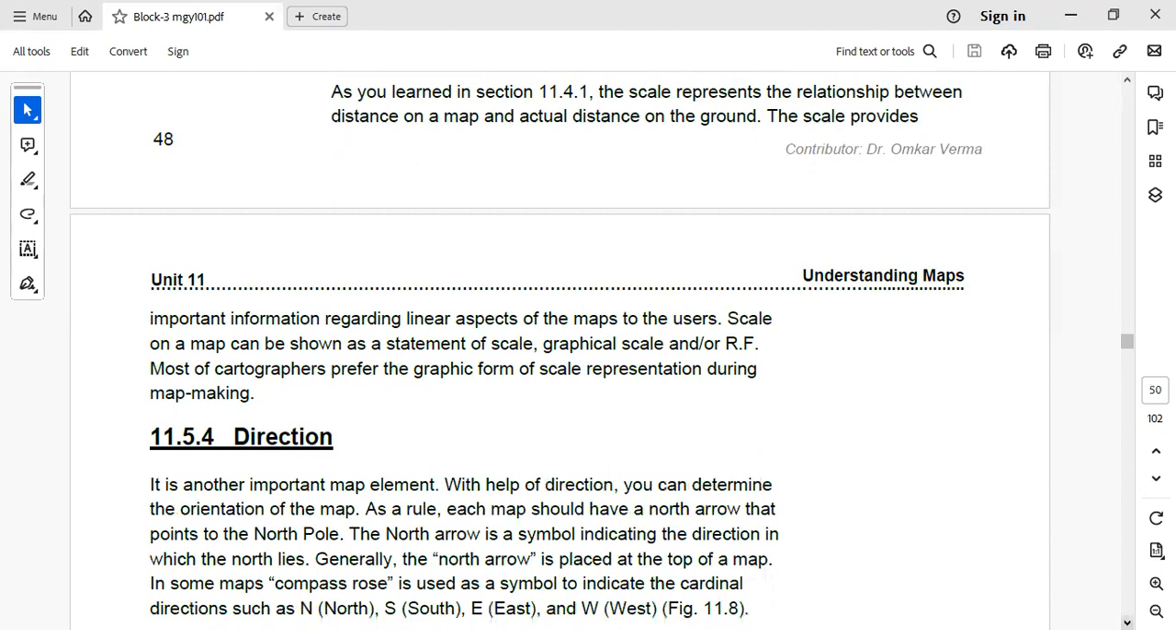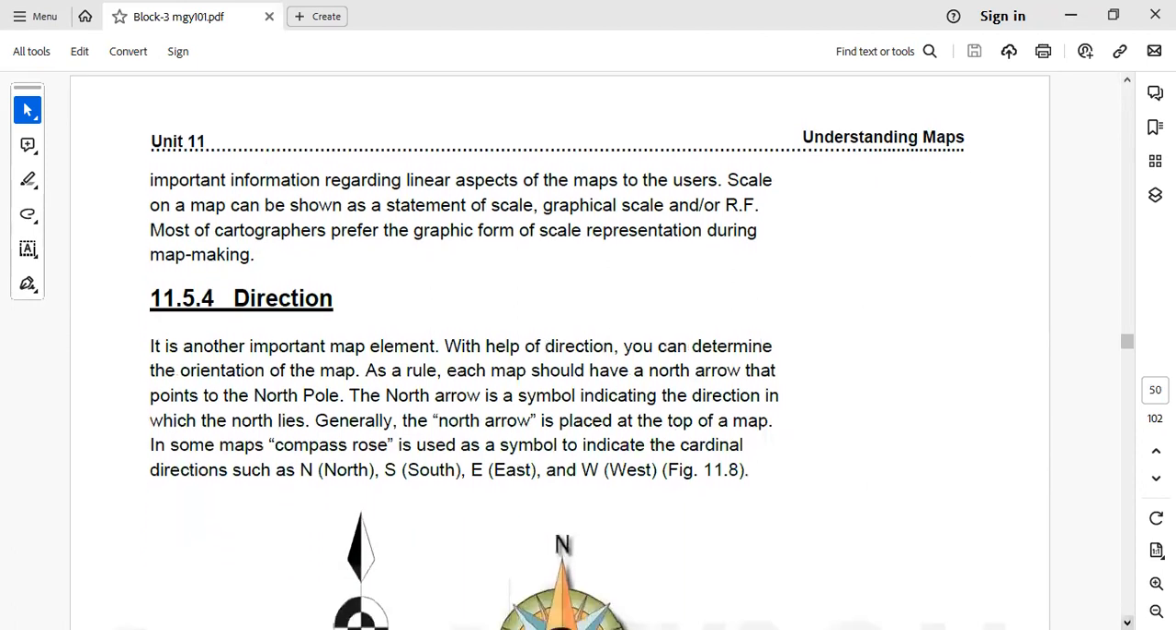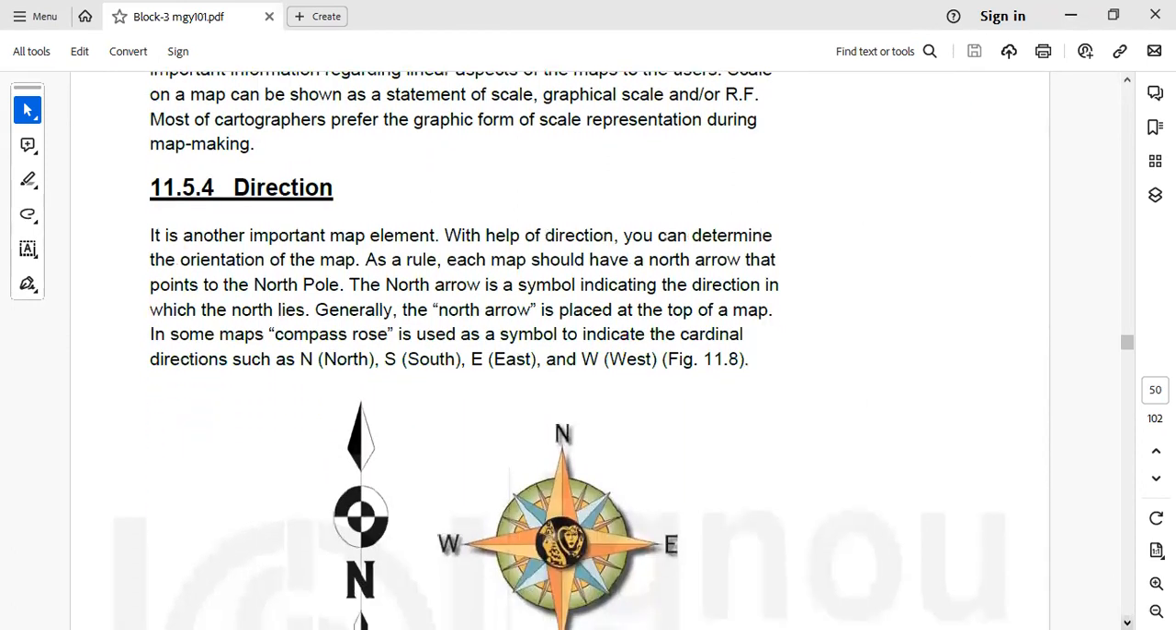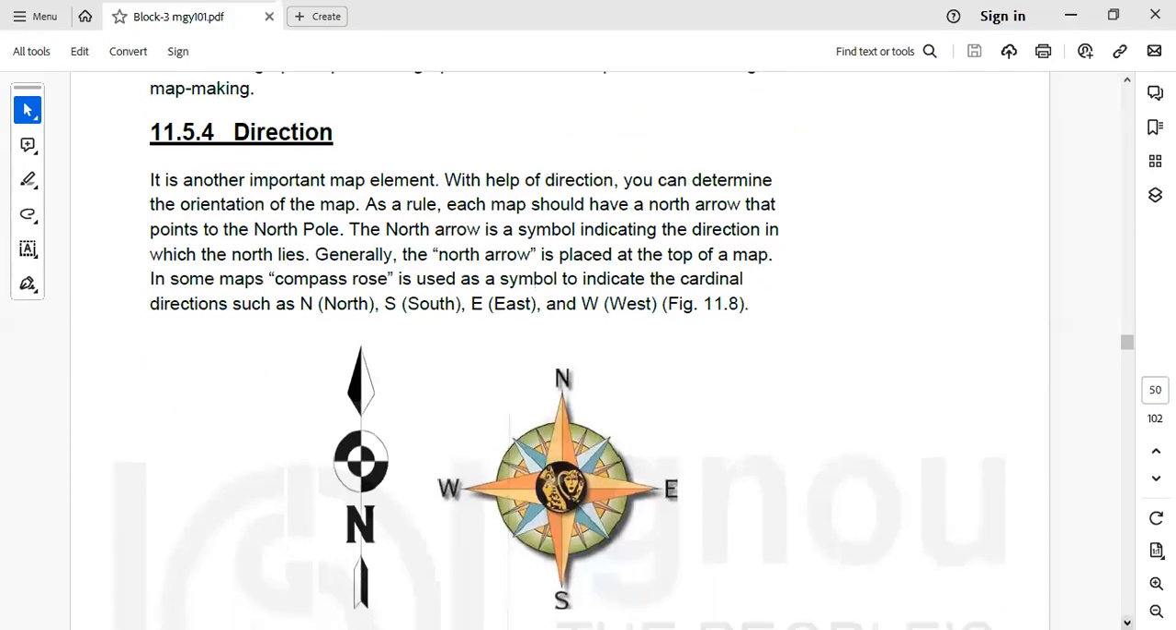For determining the direction of the map, we have the north arrow. If we have the north arrow, the other directions, that is south, west, east, can be determined.